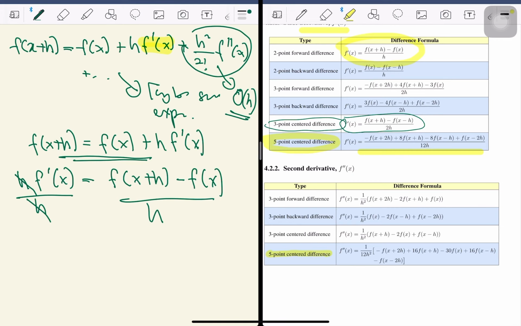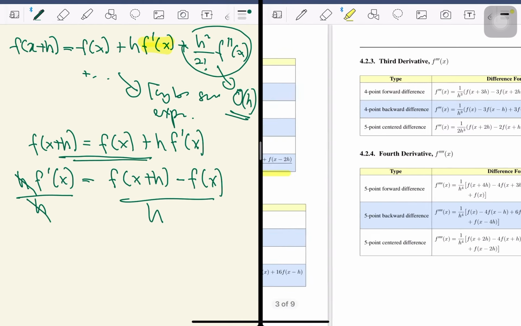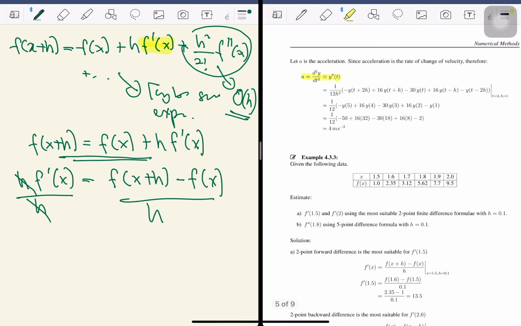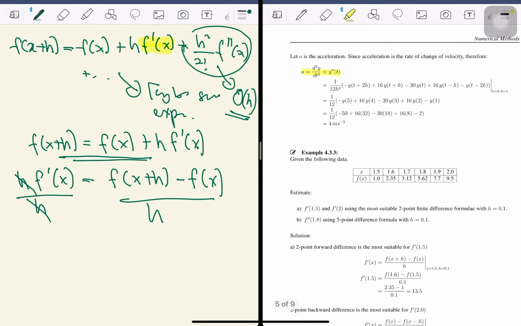You have to be able to identify which table you want to use. So from that we'll just make use of that formula. Same procedure, same steps. After you figure out which formula you will use, you can just substitute the values of t and h as given in the question, and then you make use of the data as given in the table, and you get the final answer. As simple as that.